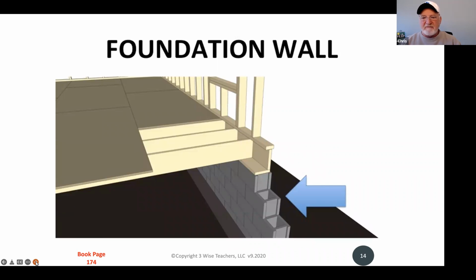Now, on top of that footing, we're going to put a foundation wall around the exterior of the house. And you can see it's often cement blocks piled on top of each other that create a wall that is actually the start of the house moving upwards, the foundation wall.